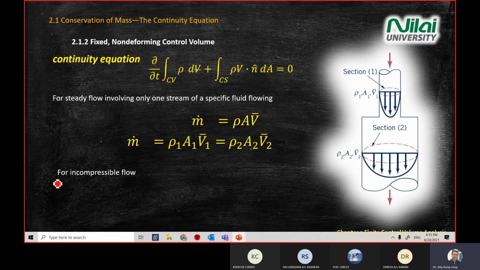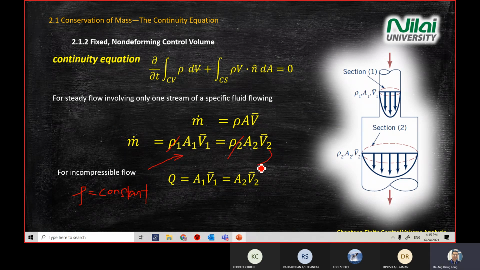Now again, what happens if you see incompressible flow? Then you can cancel out the rho. For incompressible flow, remember to write this one to score some marks. Maybe minimum you'll get 1 mark when you write, for incompressible flow, rho equal to constant, or rho equals same, or rho 1 equal to rho 2. Then you can cancel rho in the formula above.